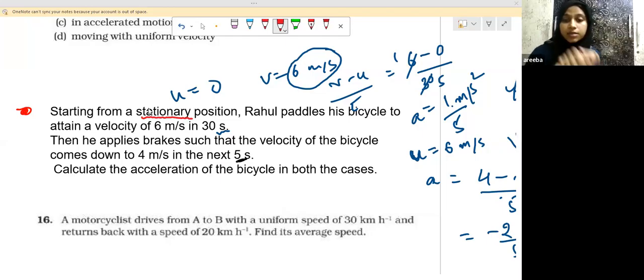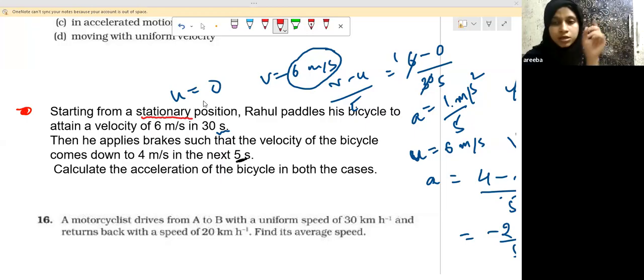Stationary means at rest, which means that the initial velocity is 0. Always remember this, because you have made mistakes in taking the velocities. You will not get marks at all, not even half marks. If the first step is correct then you get marks.